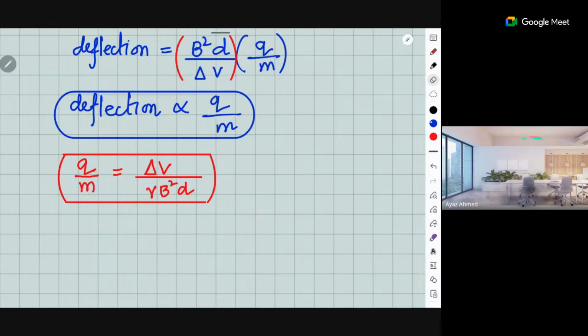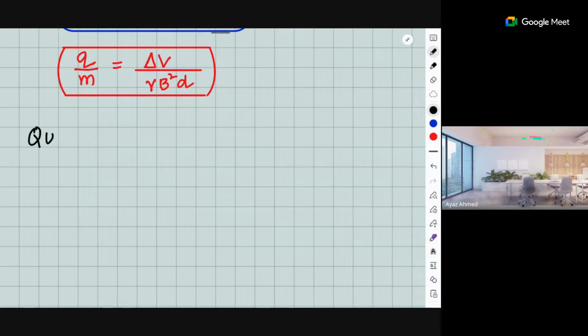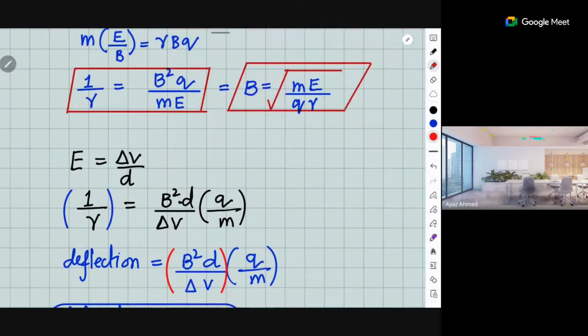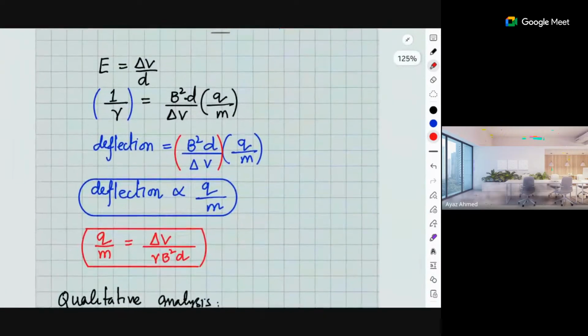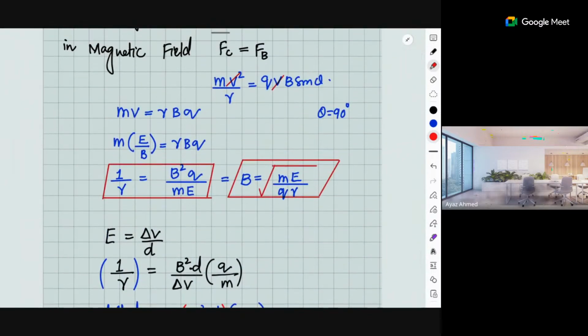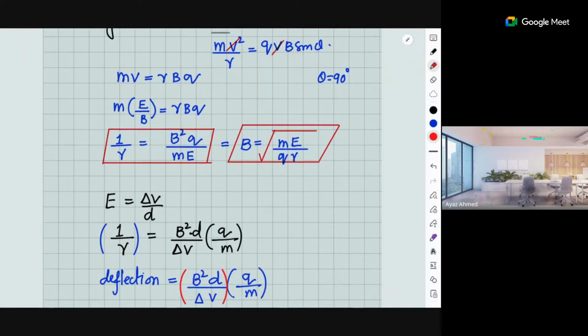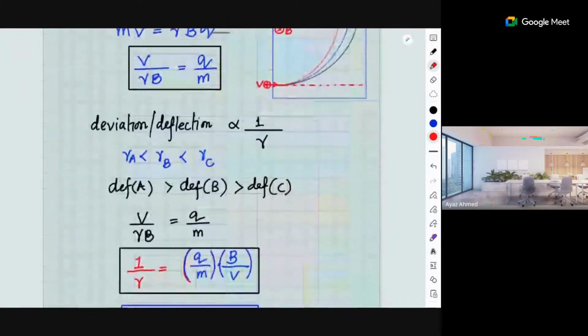Okay, now moving onward, this was the mass spectrometer. So qualitative analysis: if you have a setup in which the charge to mass ratio is given to you or deflection is given to you, this equation will be helpful for qualitative analysis. For example, if there is a charge with double the speed or double the mass, what will be its charge to mass ratio, or how its path would be determined. All that I have told you in this topic, the same concept will be applied.